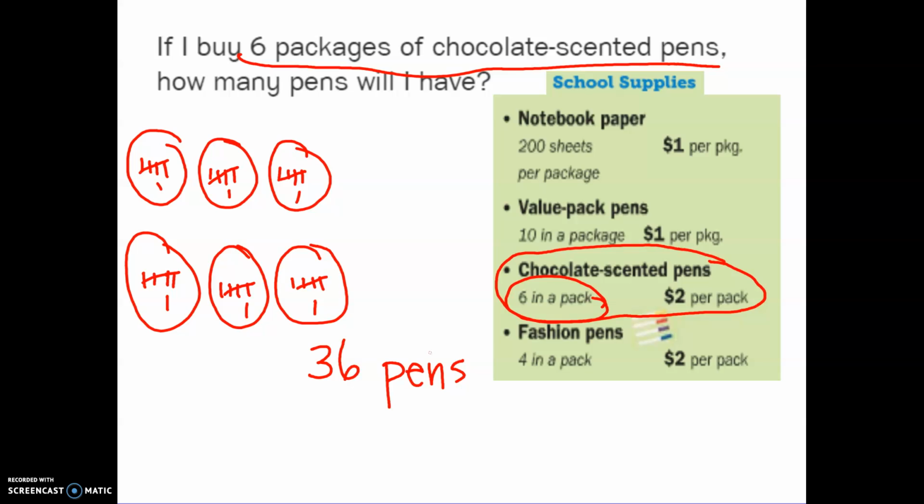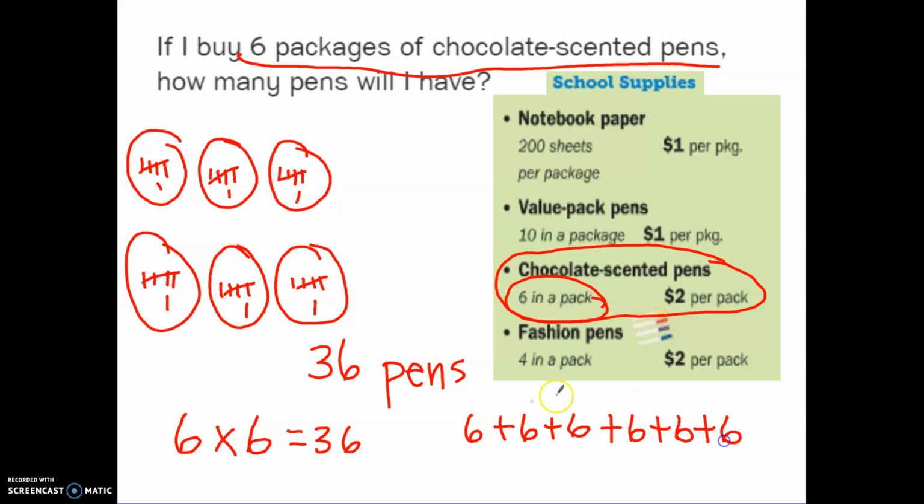I want to know a number model. What number model can I use to represent 36 pens? Well, I had 6 groups, and each group had 6 pens. 6 times 6 equals 36. I could also go 6 plus 6 plus 6 plus 6 plus 6 plus 6, because I have 1, 2, 3, 4, 5, 6 groups with 6 in each group. And that's going to be 36.